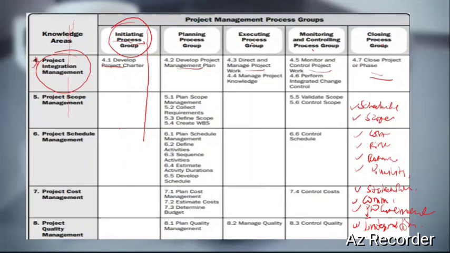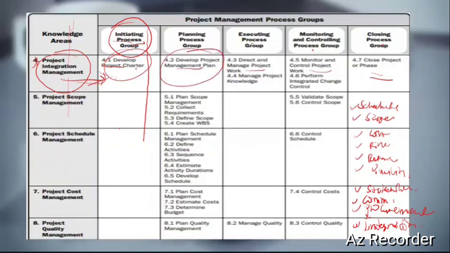We develop a high level plan. At the integration level, what you observe here is every process touches every part of the project. So if I have this develop project charter, it's looking at the key parts of the project. We talked about budget, scope, initial requirements, risk, stakeholders. It's looking at every part of the project.